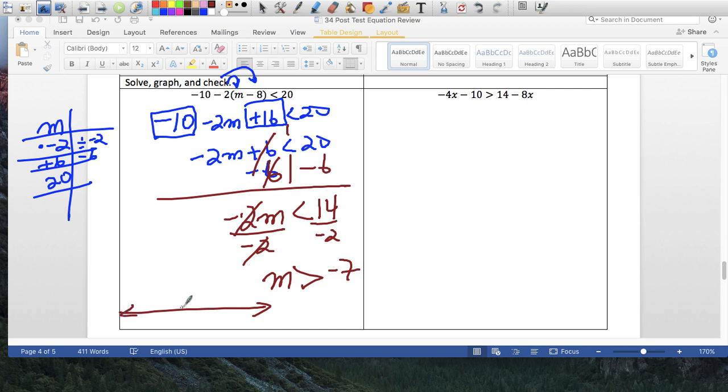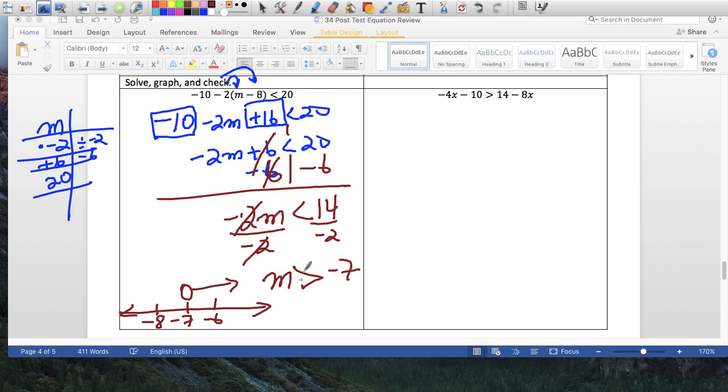You want to graph that? Negative 7, negative 8, negative 6. Be careful how you graph your negative numbers. It has to go that way because m has to be greater than negative 7, and numbers that are greater than negative 7 are on the right side.